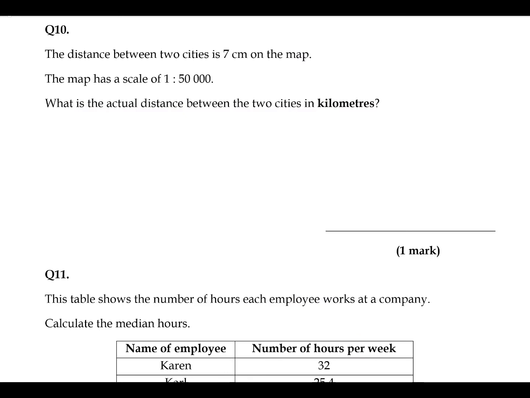Question 10. The distance between 2 cities is 7 centimetres on the map. The map has a scale of 1 in 50,000. What is the actual distance in kilometres between these cities? So our strap line is our 1 in 50,000. And you need to remember when you have a scale like this that it's centimetres to centimetres.